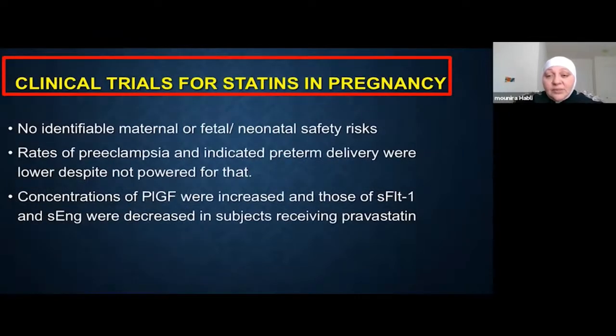In most trials that have been published, and Maged Costantine just published recently a new article, there is no identifiable maternal and neonatal safety risk. The rate of preeclampsia and indicated preterm delivery were decreased, despite these studies not being powered for that, and the concentration of placental IGF was increased and those of sFlt and soluble endoglin were decreased in subjects receiving pravastatin.